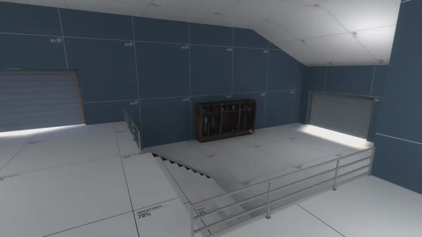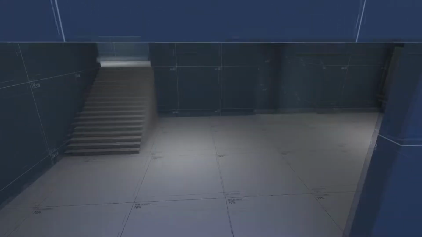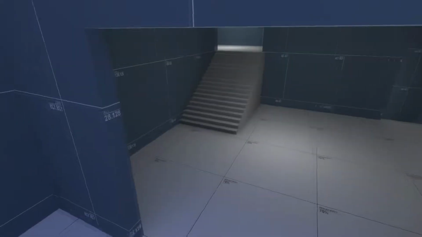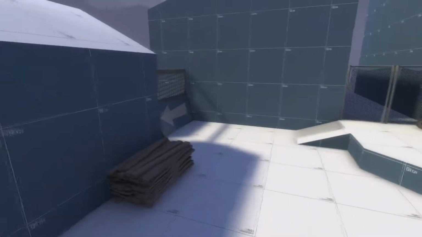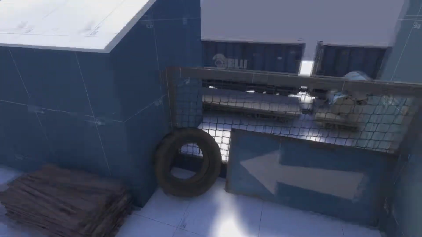Hopefully that will negate some of the issues of people not going over here, because it's like, this area of the map exists, please use it. It's good. I put time into making it. Please go over here. It'll be good for you. I promise it'll be good.